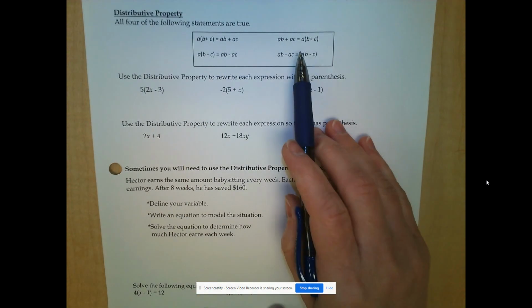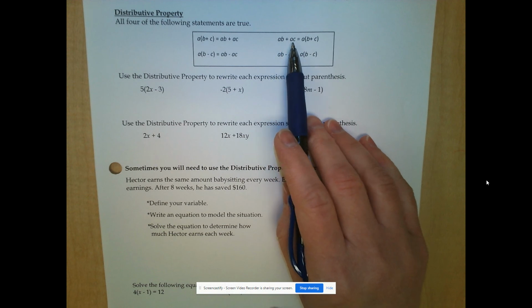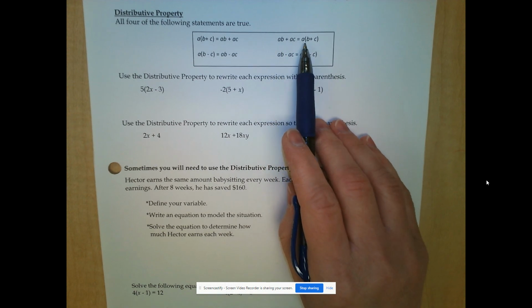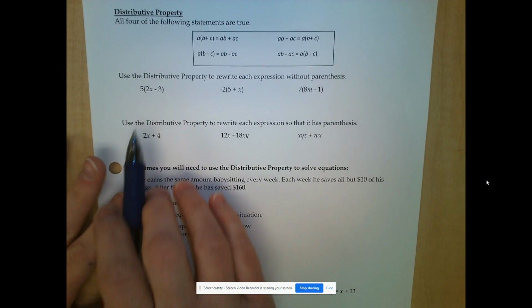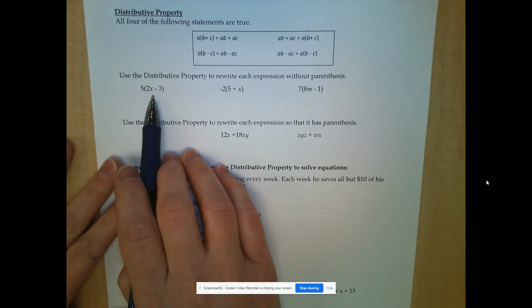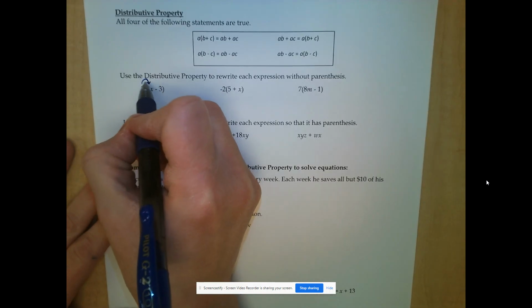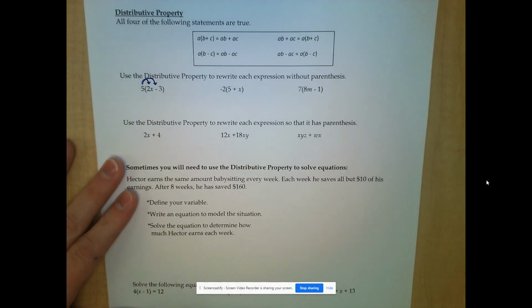We can also do the reverse. If we notice that they have something in common, we can sort of undistribute the A. But again, it has to be over addition or subtraction. So first of all, how do we use the distributive property to rewrite each expression without parentheses? Remember, we multiply the number on the outside by both of the terms on the inside.